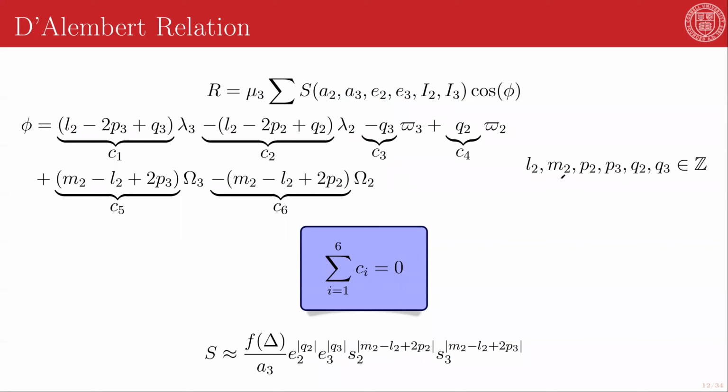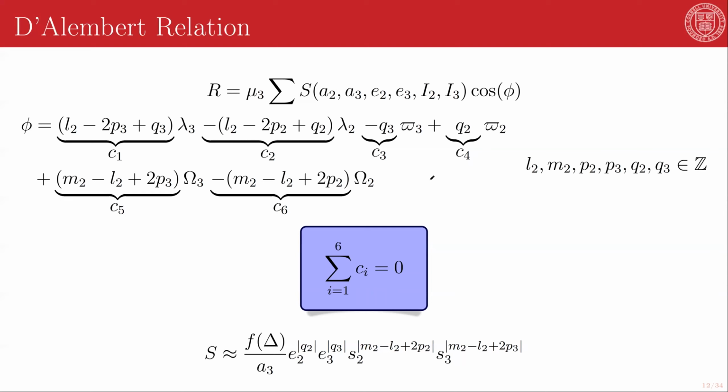And you will have to excuse the notational overload here. M2 is a scaling integer, not the mass of body 2, but we have once again quite literally run out of letters. So what we are positing here is that we can write our generalized cosine argument phi as L2 minus 2P3 plus Q3 times the lambda 3 term, minus L2 minus 2P2 plus Q2 times the lambda 2 term, and so on and so forth.